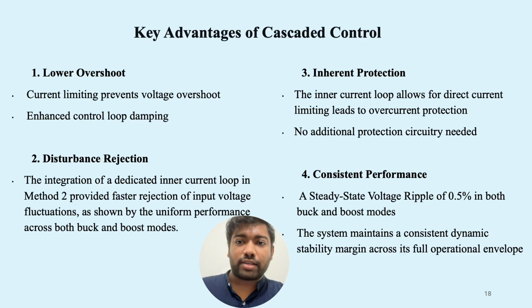Advantages of cascade control. By adding an inner current loop, we are limiting the inductor's charging and ensuring the capacitor only receives exactly the amount of energy it needs to reach the target voltage. We prevent voltage overshoot this way. Method 2 provides faster rejection as shown by its uniform performance. No additional power protection circuit is needed. The system maintains a stable margin at its operating range.